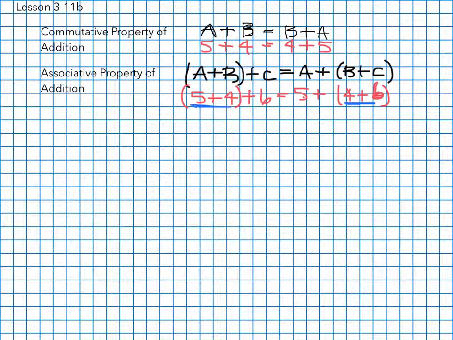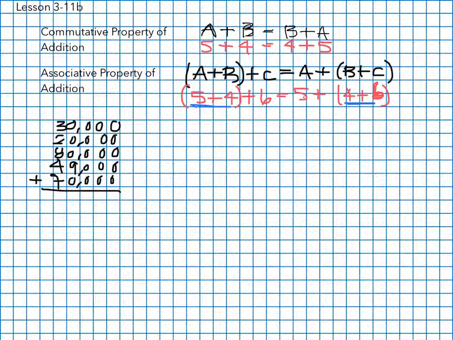Well, let's look here. If I have 30,000, 20,000, 80,000, 49,000, and 70,000, and I want to add them all up. Now I can add them all up column by column, and it's going to take us a little bit of thinking. Okay, now how do we make that easier?